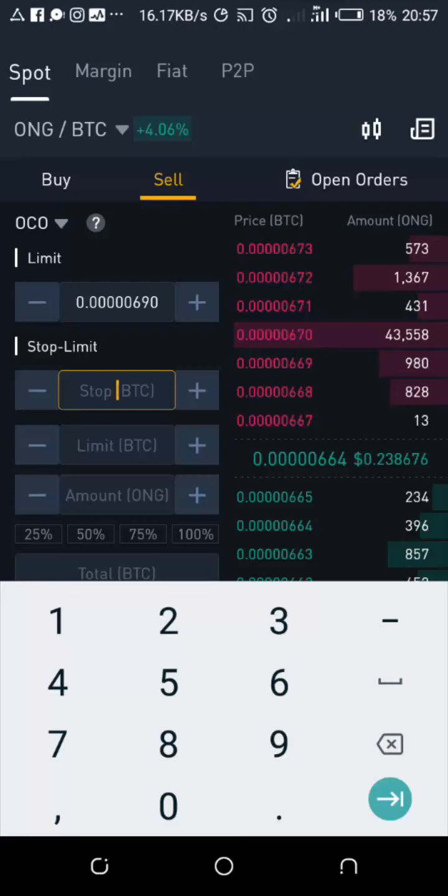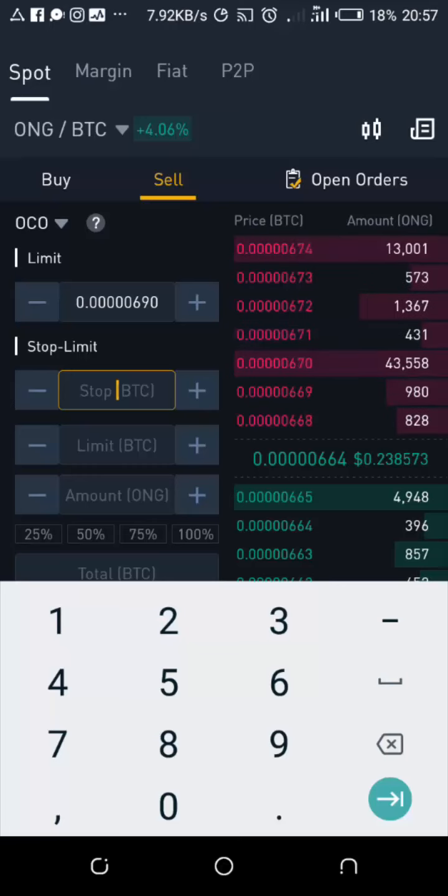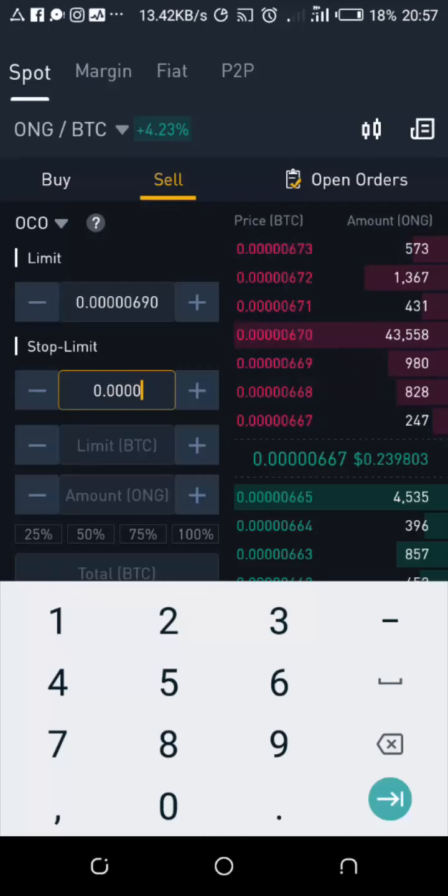Then the next price here is the target price. We call it the stop price. Okay, so the trigger price, I mean to say, it is the trigger price. What price do you want it to reach before your trade gets on the order book? Then it will sell off. So we say this is the stop price.